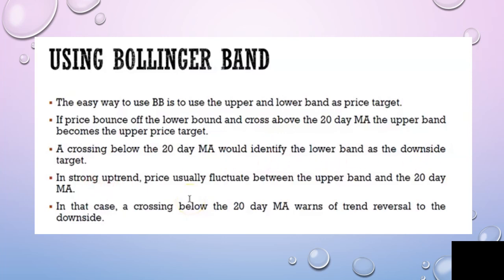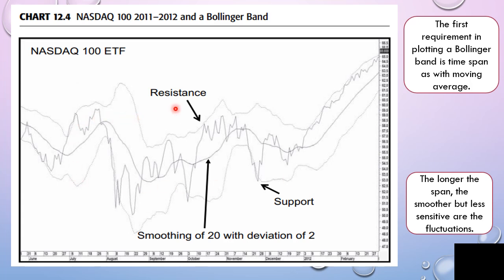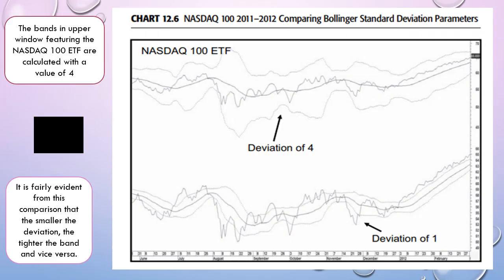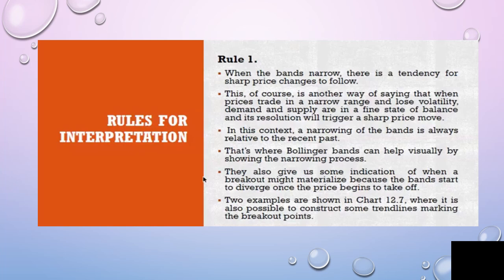Okay, kita tengok ini adalah contoh dia. Nanti you boleh baca lah. Time span dia dan sebagainya. Okay, yang saya nak tunjuk adalah rules of interpretation. Kita ada 3 rules.